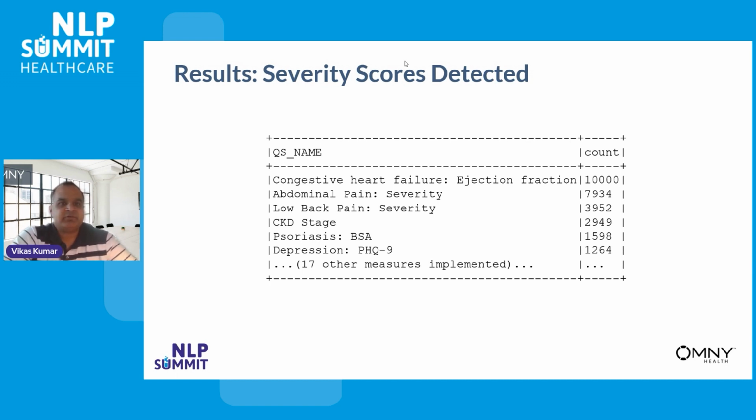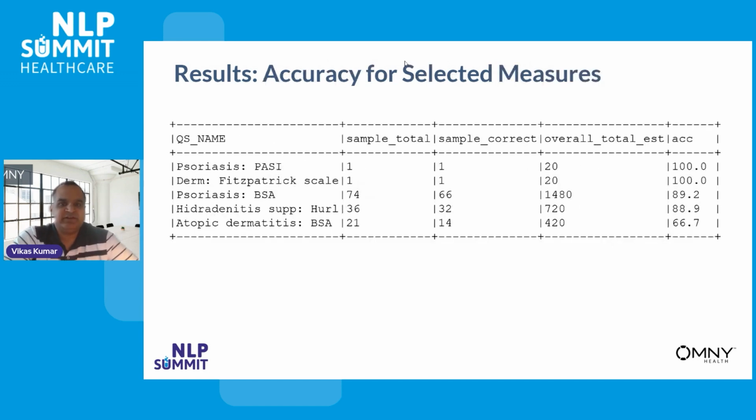Another important part of our work is ensuring that we have accuracy results and that our extractions are highly accurate and of high quality. On the next slide, we have some accuracy for selected dermatology measures that we've implemented. The third and fourth rows show that the BSA for psoriasis, the body surface area that Lawrence talked about previously, and the Hurley score for hidradenitis suppurativa not only are accurate, but they also have high incidence in our notes. So we have implemented those in our solution.